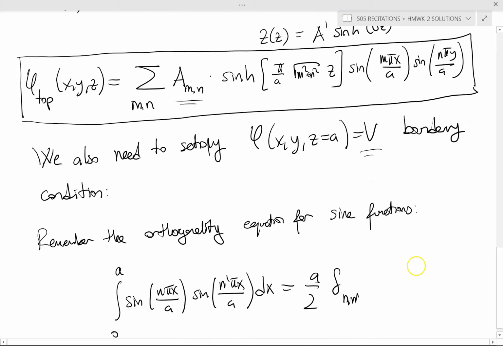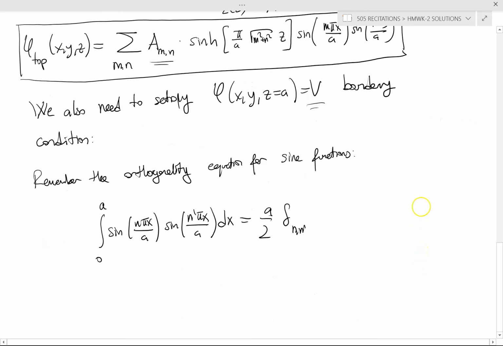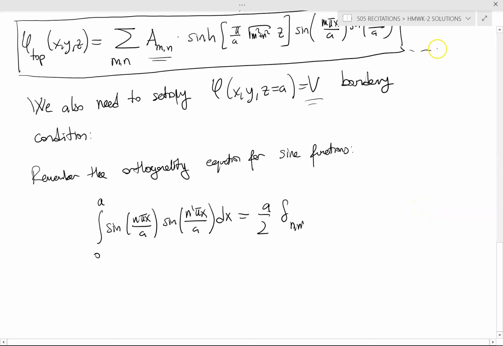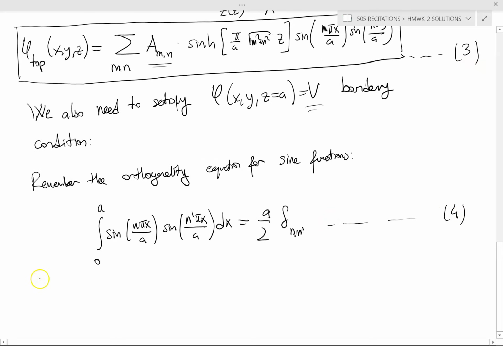How do I use that sort of information? You will see it in a second. This is 3 and this is 4. Use 4 to expand 3 in the dimensions of x and y.